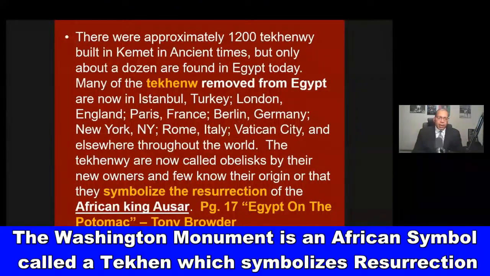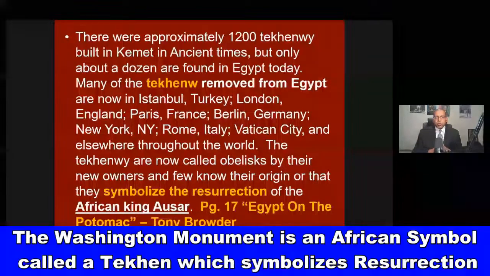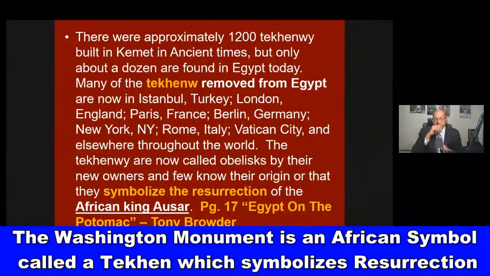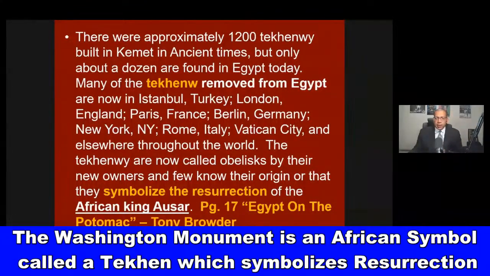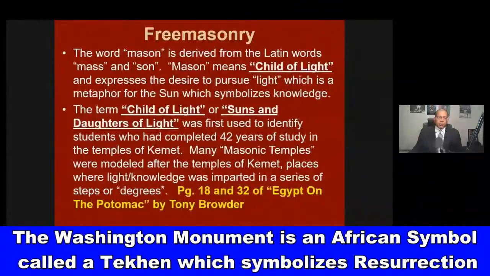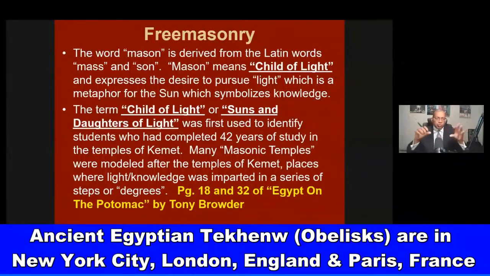The Tekkenu are now called obelisks by their new owners, and few know their origin or that they symbolize the resurrection of the African king Asar, who the Greeks called Osiris. Tony Browder talks about this on page 17 of Egypt on the Potomac. This is one of the books we use in the class also. Once again, you don't have to buy any of these books, but we use them as reference. And I do scan the pages, so we show you the page on the screen.